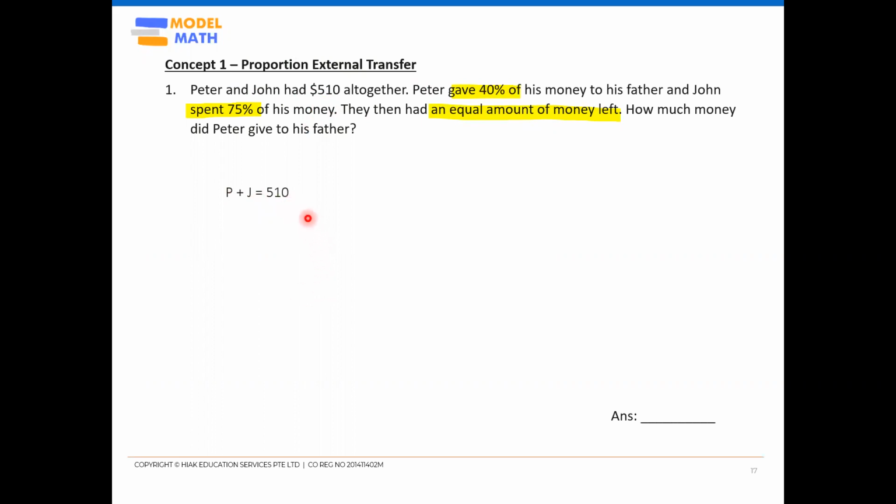Now then the change comes whereby I draw an arrow to indicate a change. So Peter gave 40% of his money to his father. All right, so 40%, before I change that to a ratio, let's simplify that to a simplest fraction first. Okay, so I change to a fraction, then I change to a ratio. So 40% means 40 over 100, which simplifies to 2/5. So Peter give away, so it's a minus 2/5.